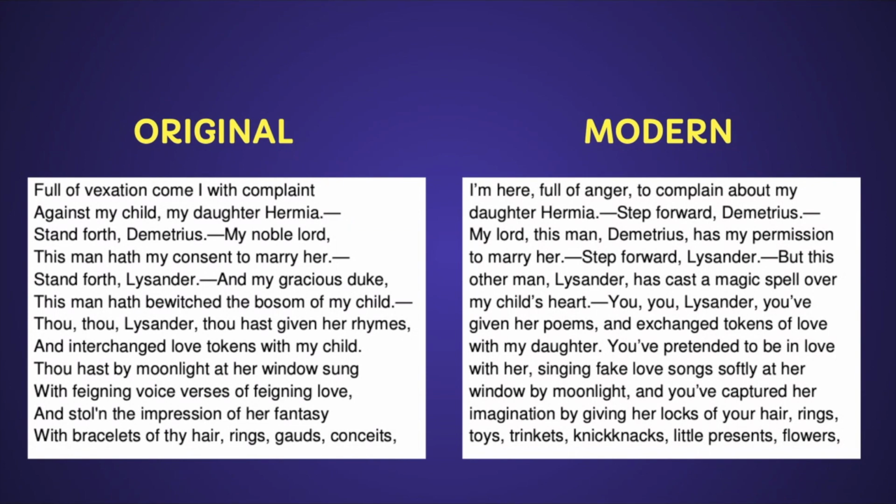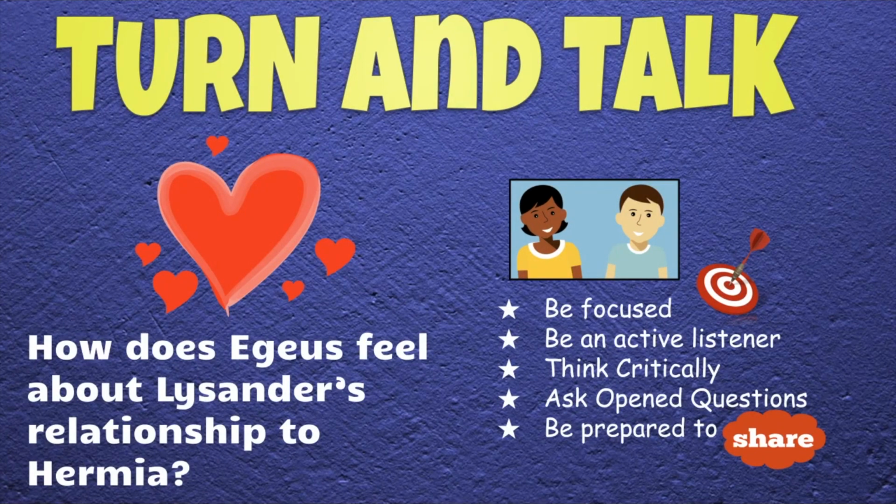So this is basically Aegeus explaining to everyone in the meeting that Demetrius has my permission to marry Hermia. Lysander doesn't. He's talking about the reasons of Lysander and how he's tricking Hermia, and the vocab word that we focused on in the beginning, bewitch, gets shown here. So how does Aegeus feel about Lysander's relationship to Hermia? I want y'all to think about this a little bit. How does Aegeus feel about Lysander's relationship to Hermia?